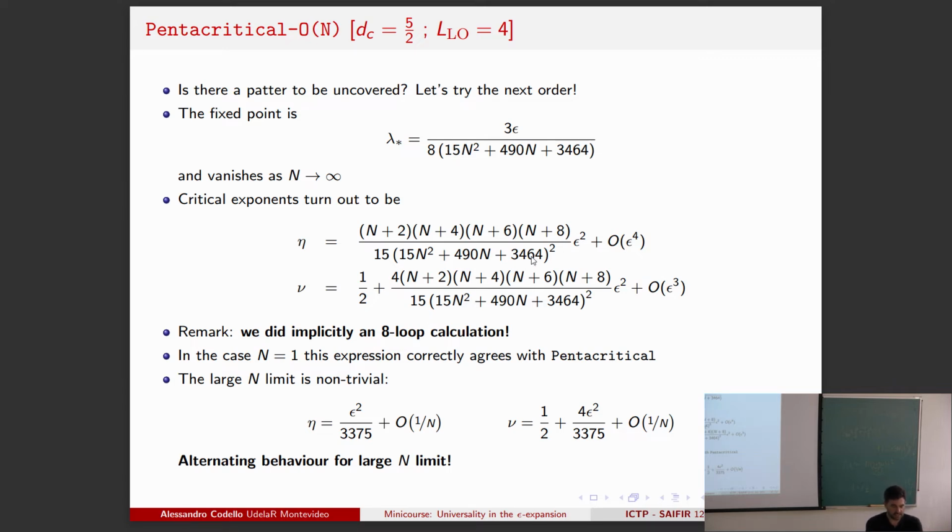What is interesting is that now in this case the number of powers of n above and below is the same, so there is a non-trivial limit. And so you see that there is a non-trivial limit with these critical exponents. So we have this alternating behavior.